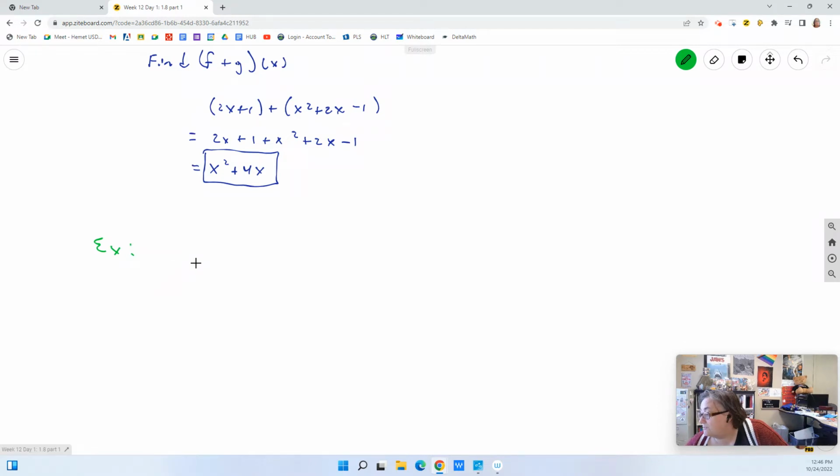If I had, for example, the same problems, we're going to use the same f and g of x, right? I have a g of x that equals x squared plus 2x minus 1, right? Call that g.